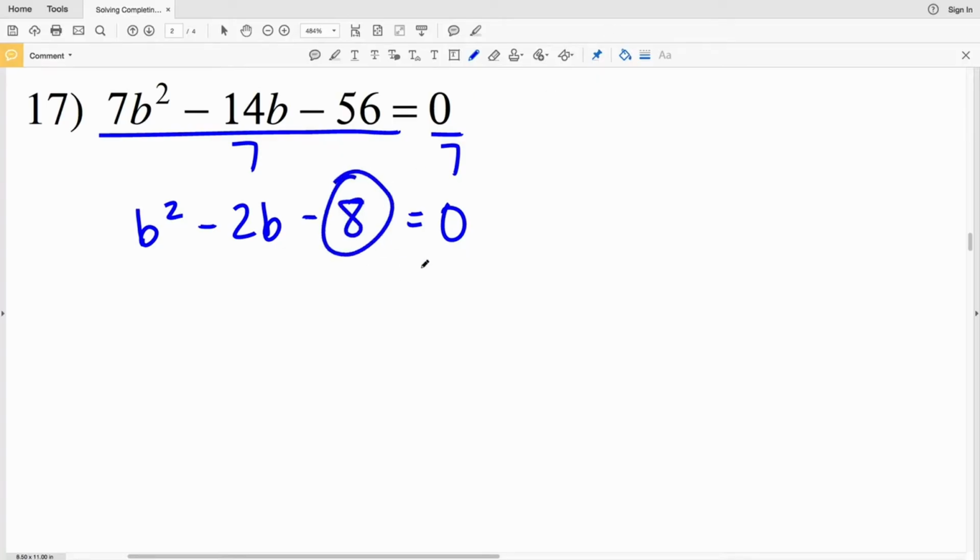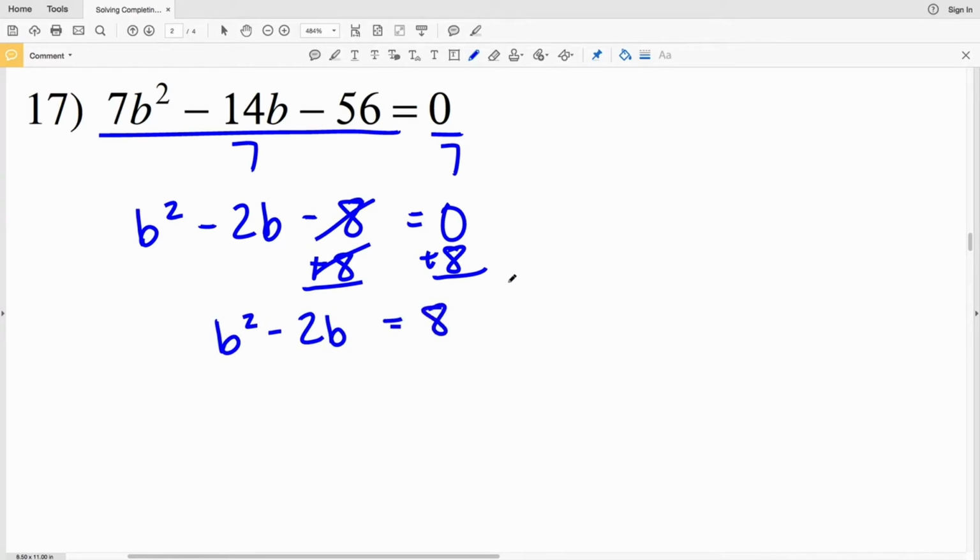Now I'm going to move that constant to the right-hand side of my equation by adding 8 to both sides. Negative 8 plus 8 is 0, and then I'll have b squared minus 2b equal to positive 8. Now I can complete the square on my left-hand side. My b value is a negative 2, and c is b over 2 squared. So that will be negative 2 over 2 squared, which is a negative 1 squared, which gives me a positive 1. So I'm going to add 1 to both sides, adding c to the left and c to the right.